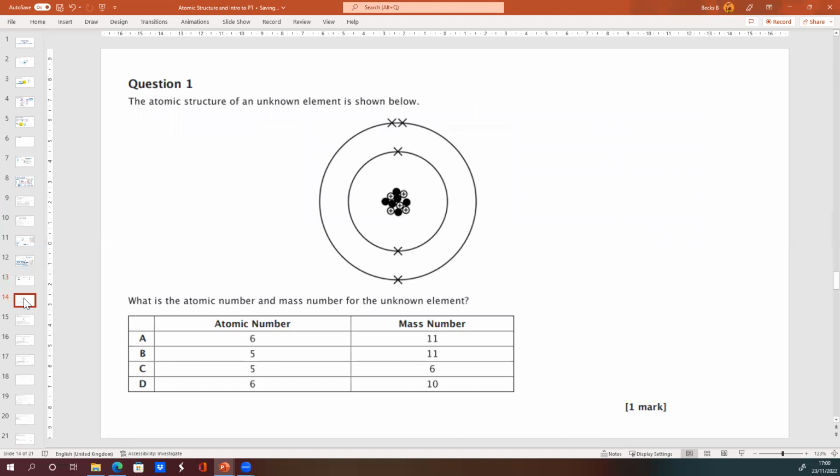So this one, you have the actual structure, including the correct number of subatomic particles. By using those subatomic particles, work out what the atomic number and the mass number of that unknown element is. Don't worry if you look at the periodic table and it's not there, it's not correct. You just need to work out which one it is.